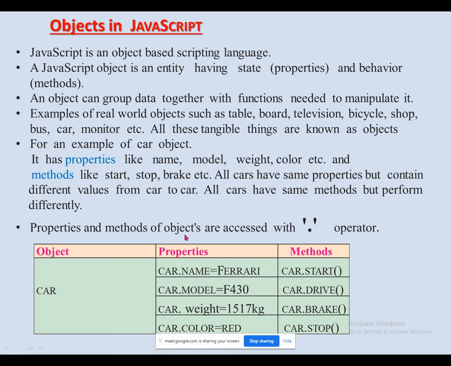As we know, an object has some properties and methods. Suppose car is my object, and I want to know the name of my car. How will I get that? Car dot name. So I will get the name of that car. This is what you have to assume while writing programs. So here, properties and methods of objects are accessed with the dot operator. This operator is very important. Keep in mind, I have given it in single quotes, but the operator is the dot operator.